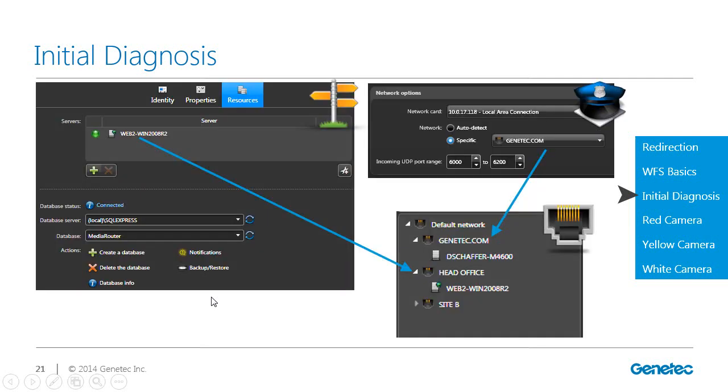The first thing you want to look at is the network the server hosting the media router is on. Is it the same network as the client and the cameras? And if it's not, you'll need to make sure that there's nothing blocking the traffic from going between the networks.